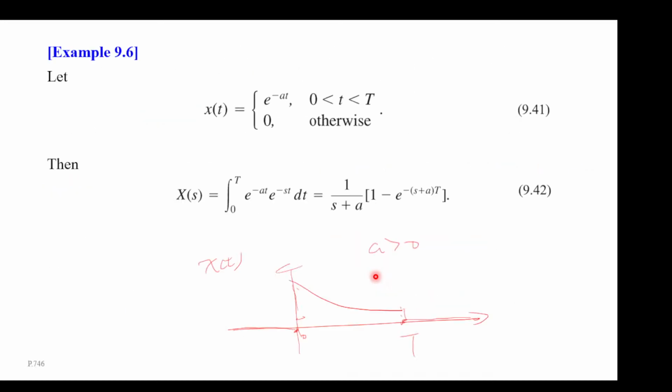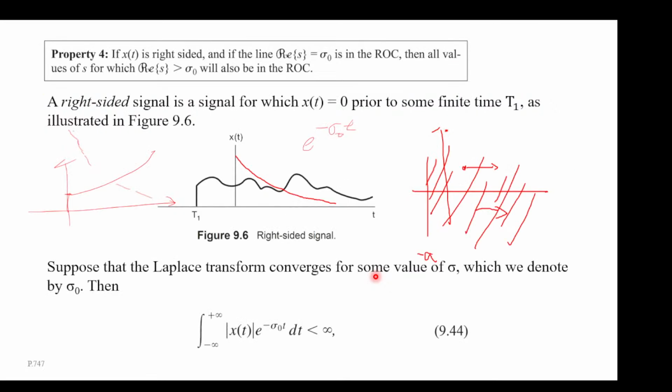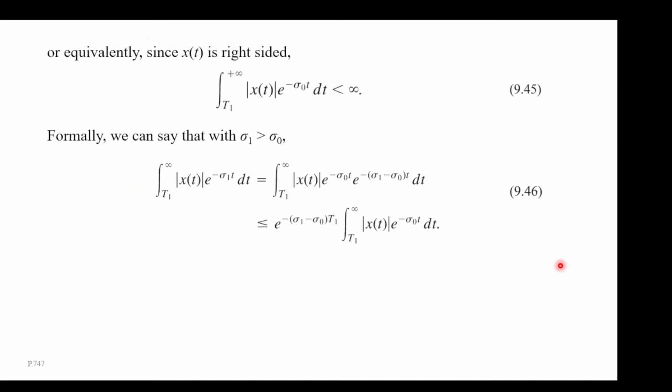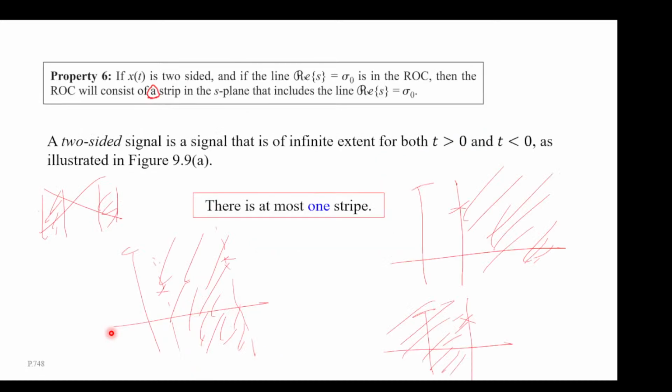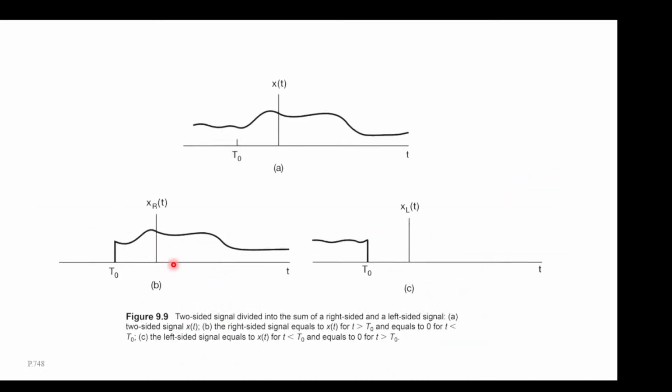The next one says that if your signal is right-sided, so you have a left boundary and on the right side you can do whatever, then your ROC will also be right-sided, extending to the right to infinity. The next one is the other side: if your signal in the time domain is left-sided, extending to the left to infinity, then your ROC will also extend to the left to infinity. Finally, if your signal is two-sided, so it's just whatever signal, then your ROC is a strip.